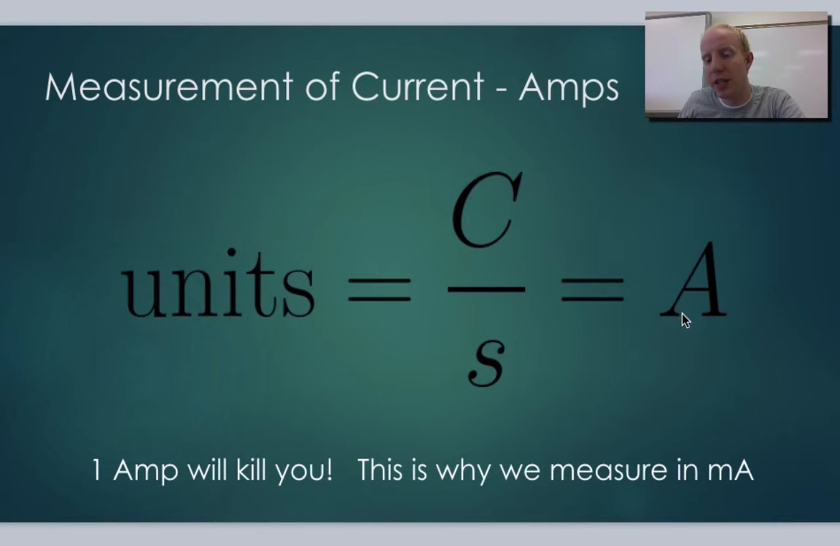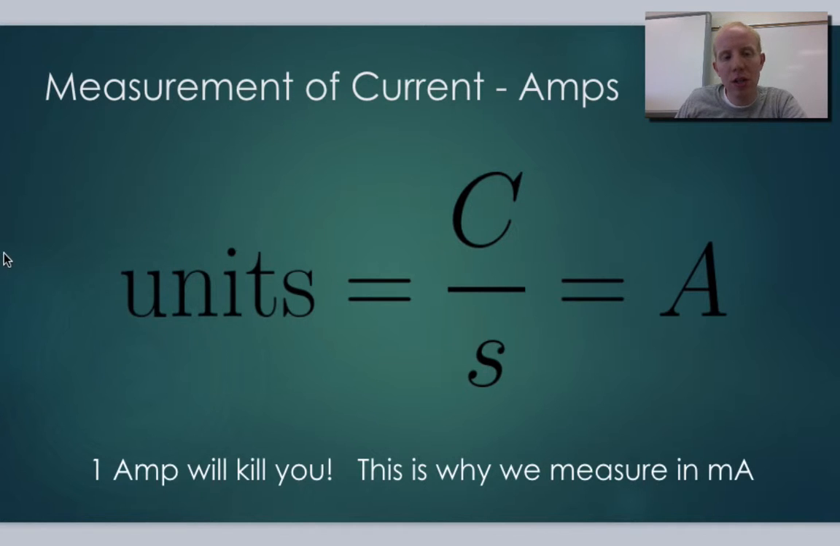A coulomb per second is an amp, and you probably have heard that word before when you're hooking up a stereo or something. It tells you how many amps it is, or some type of electronic device or a kitchen appliance, like a certain amp microwave. But that's what it is. It's a coulomb per second. Now keep in mind, most electronics we use are in the milliamps or microamps range. 1 amp through your body probably will kill you. So you won't see a wire with that much flow through it. This is why we usually measure in terms of milliamps when we're talking about actual circuits. So something to keep in mind.